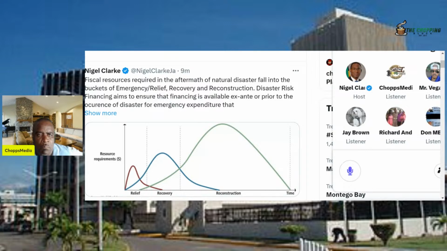Now, a catastrophe bond, or our catastrophe bond, is the top layer in our disaster risk framework, and it is designed to provide fiscal resources for the emergency expenditures that can arise from a very high intensity storm, let us say a category 5 or a high intensity category 4 storm passing over Jamaica.